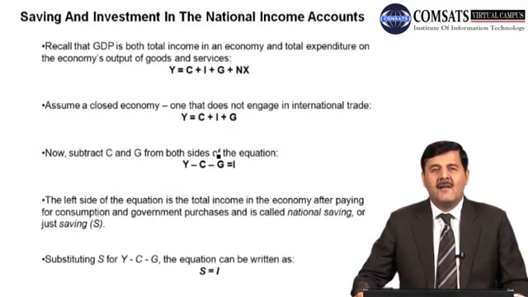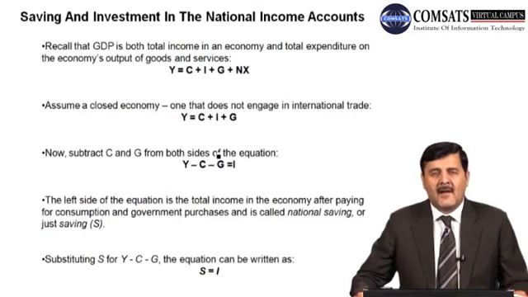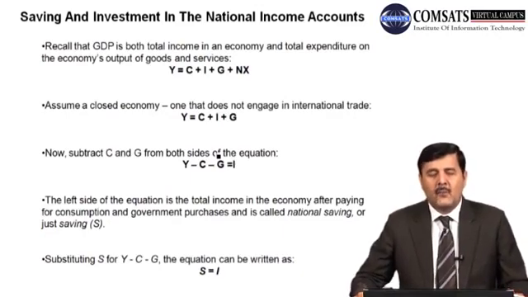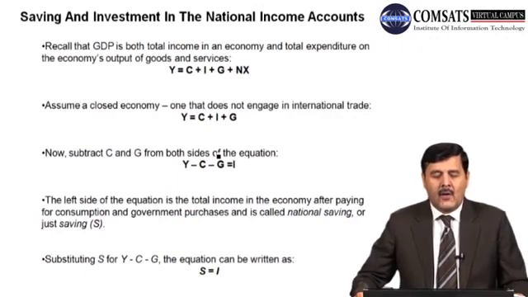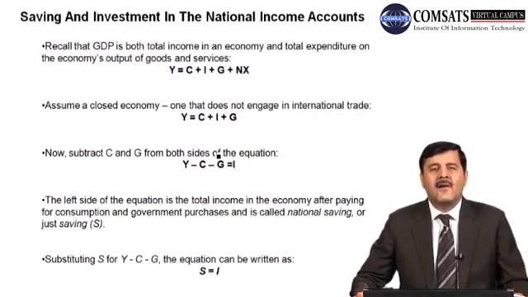So we have already developed this national income identity, which you can see on the screen: Y is equal to C plus I plus G plus NX. Now national income, or the total country's income, is equal to consumption plus investment plus government expenditure and net exports. Now assume that it is a closed economy. What is a closed economy? That is the economy which does not engage in international trade.